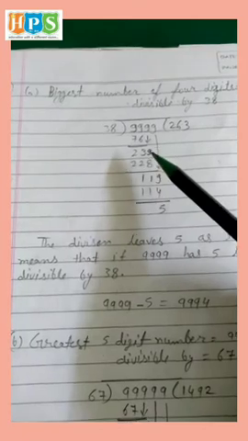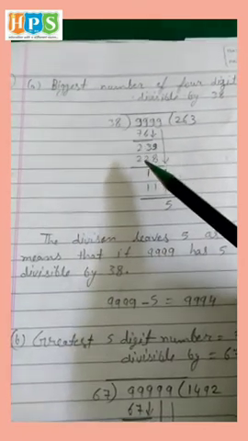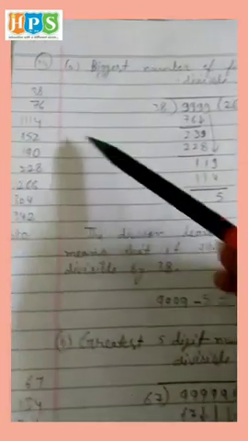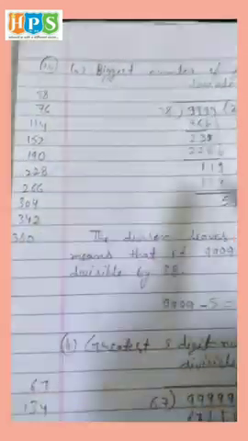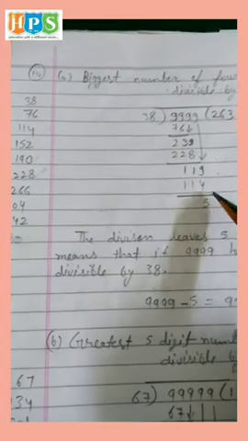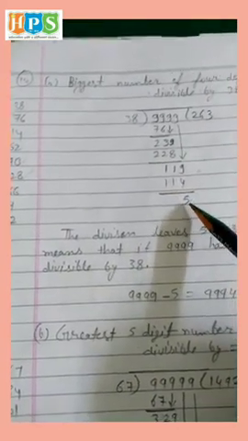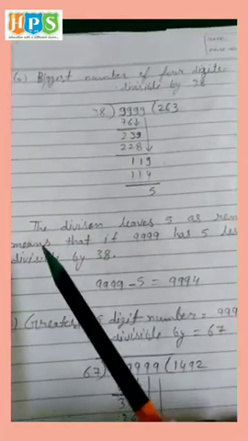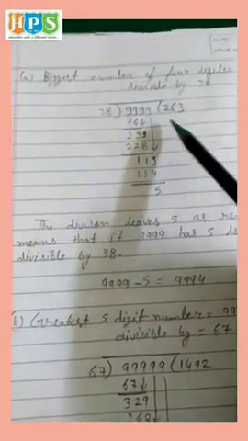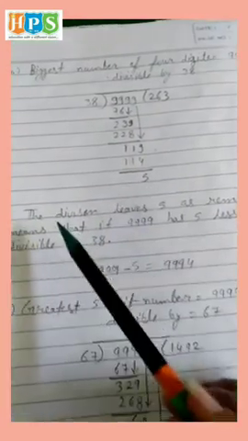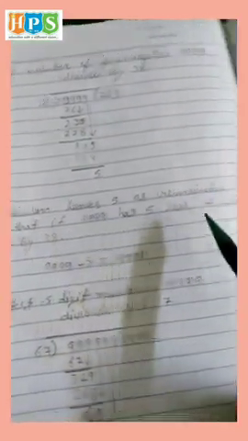We can subtract 9 minus 8, 1; 2 minus 3... minus 2, 1, and we write the next digit, 3, 3 3 is 114. We can subtract 9 minus 4, 5. Quotient is 263 and remainder 5. The divisor leaves 5 as remainder.